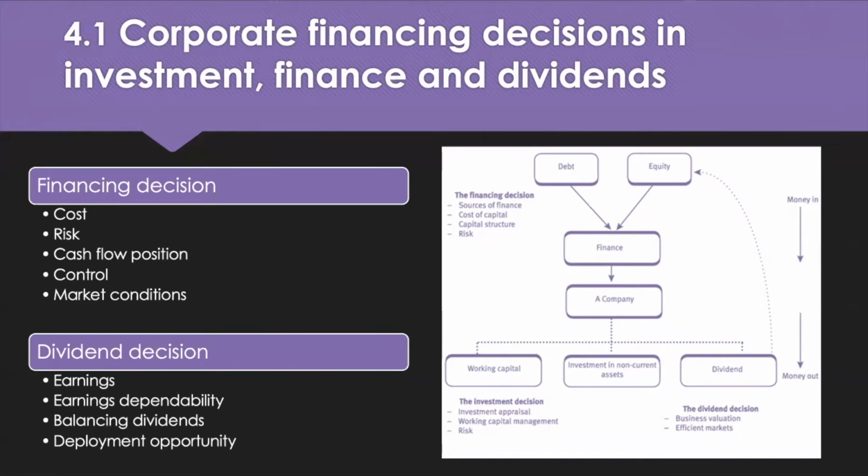Now, on the right-hand side, you can see how financing decisions work. You've got the equity and debt coming in at the top. You've got money going out through the firm at the bottom, which is either investments in non-current assets, working capital, or dividends.